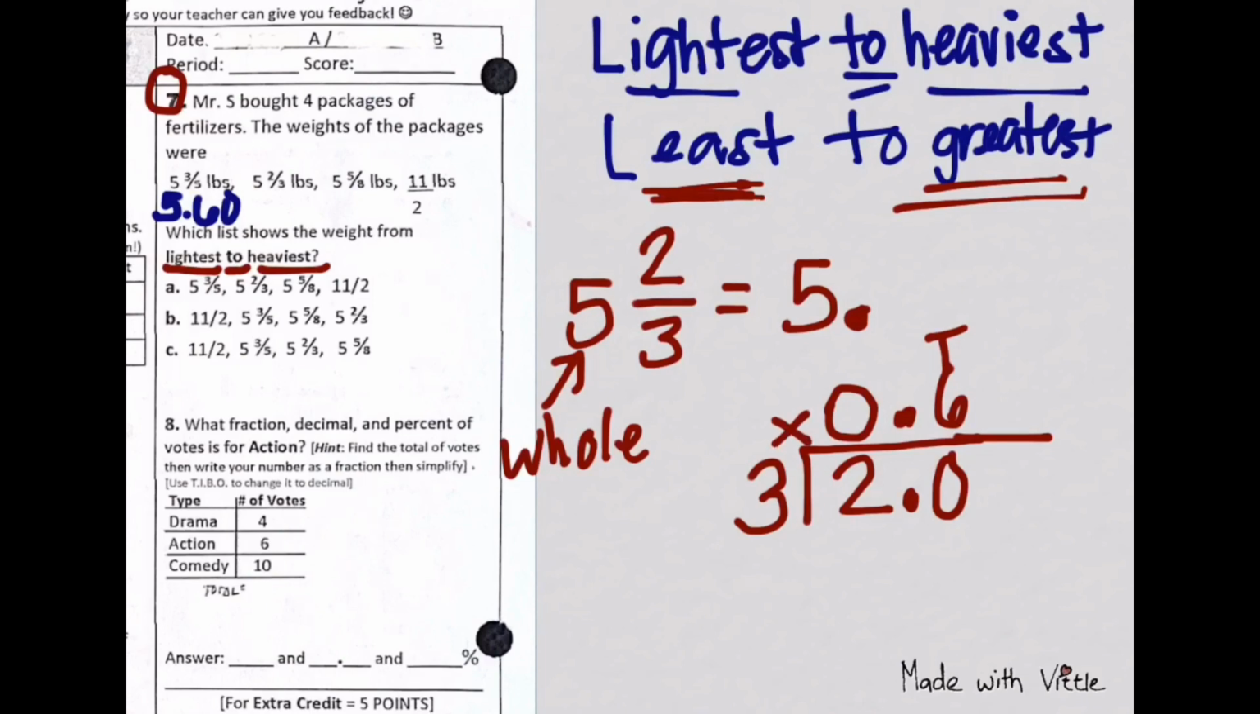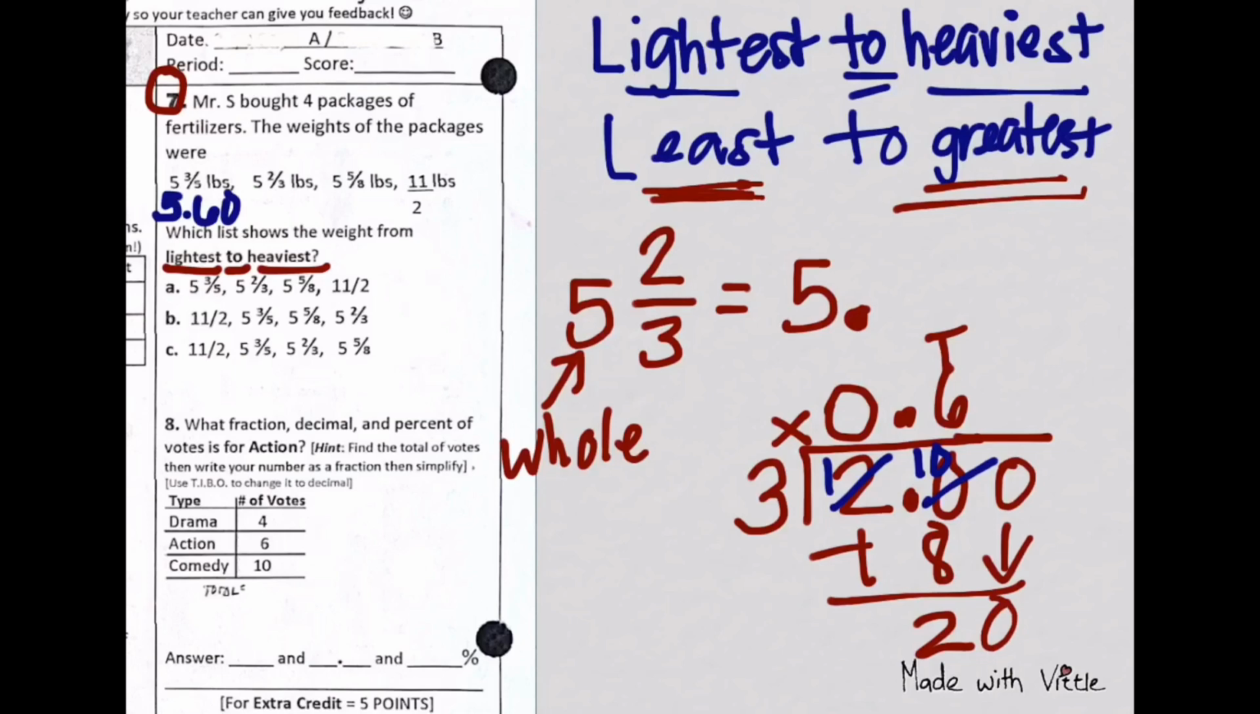6 times 3 is 18. Subtract. 10 minus 8 is 2. Now add a 0 to make that 2 bigger. Bring it down. 20 divided by 3 is 6 again, right? On the hundreds place. 6 times 3 is 18. Subtract, that's 2. And it seems like if I add another 0, it's going to be 20 again. So it just keeps on repeating by the same number on top.